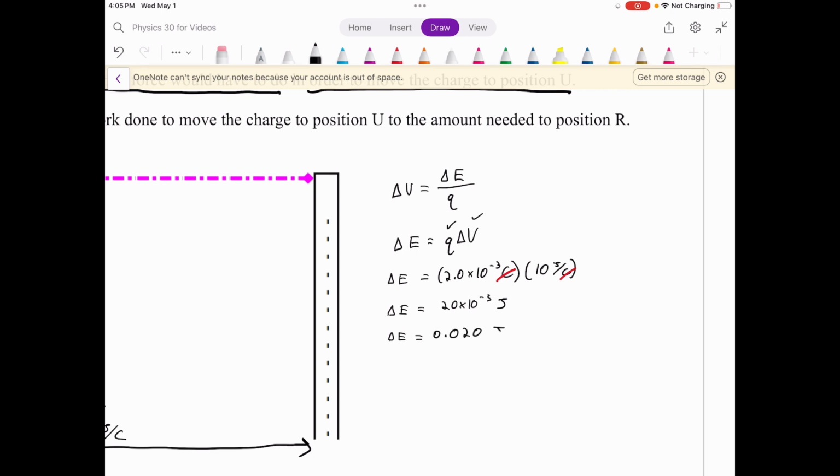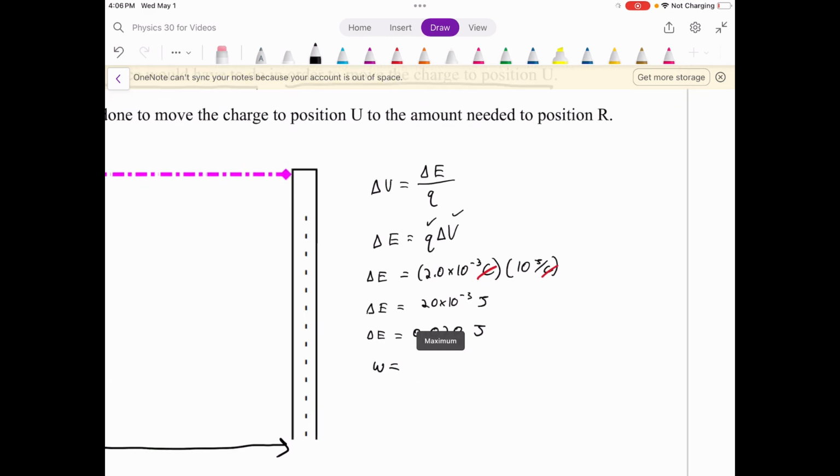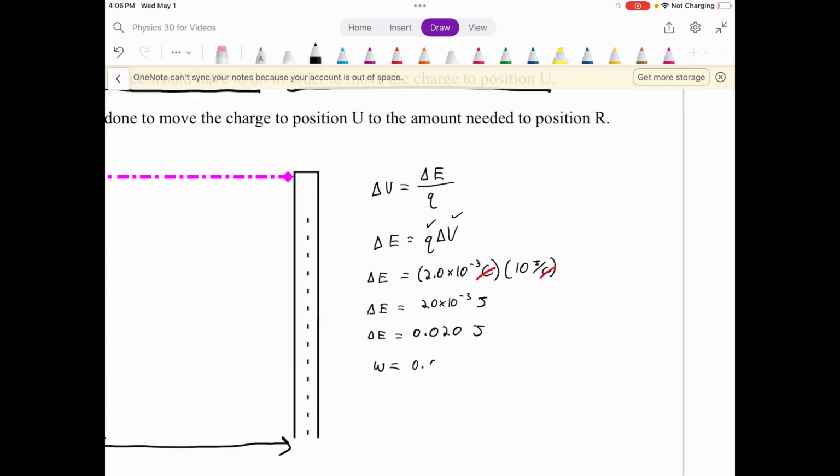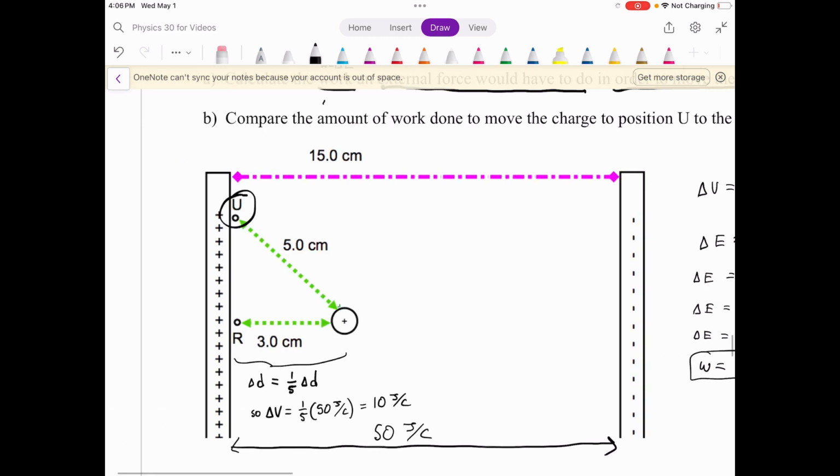0.020 joules. So that's its change in energy, and since work is equal to its change in energy, we were asked to find the work done on it. So to 2 significant digits, which is what we get here, we could say 0.020 joules. That was the work done on the charge to move it from this position to this position.